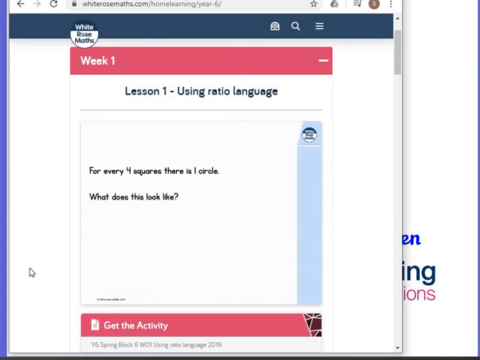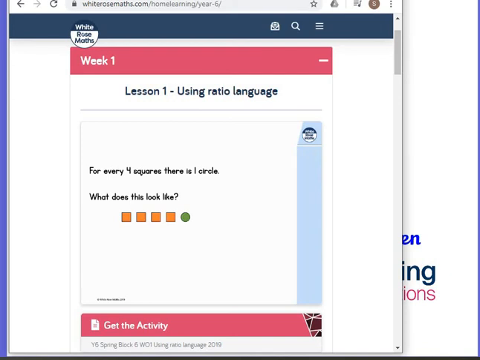Right, this time we're going to have to think for ourselves. For every 4 squares, there is 1 circle. What does this look like? Well, I might start drawing this out. 1 square, 2 squares, 3 squares, 4 squares, and a circle. Does this match our story? For every 4 squares, there is 1 circle. Yes, it does actually. That does represent our story.